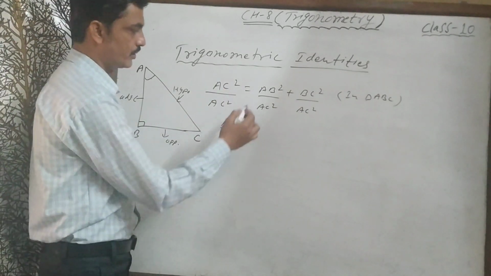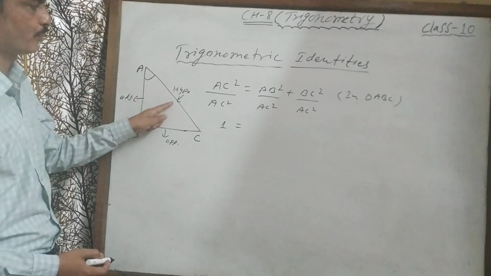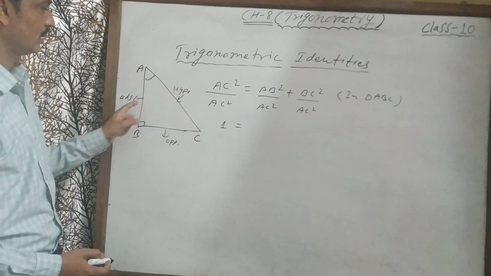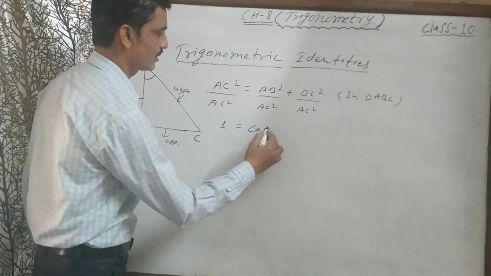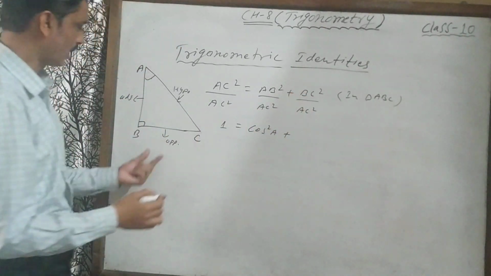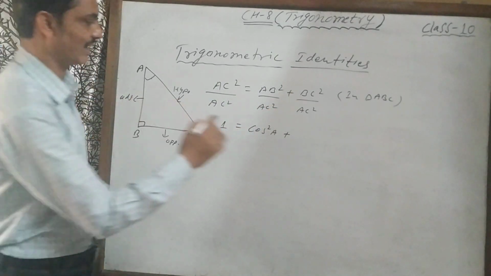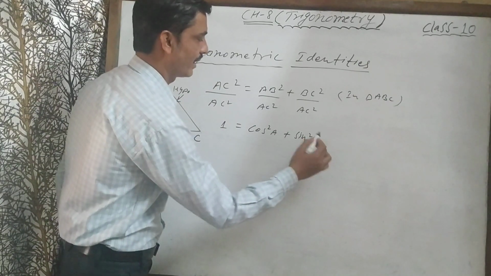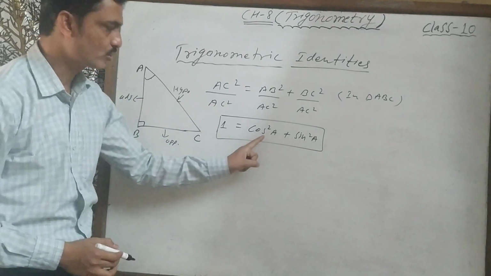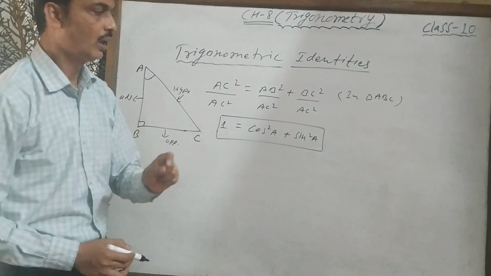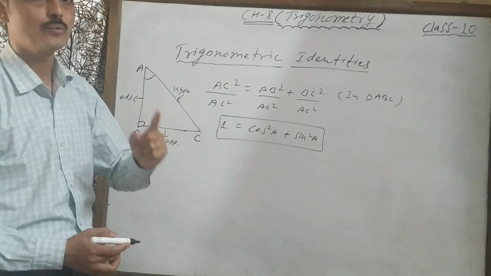1 is equal to AB upon AC, squared. AB means adjacent upon AC, hypotenuse. Adjacent upon hypotenuse is cos theta. So for angle A we get cos square A plus BC upon AC, opposite upon hypotenuse, which is sin theta, so sin square A. Here we get our first identity: sin square A plus cos square A is equal to 1. Or in general, sin square theta plus cos square theta is equal to 1.